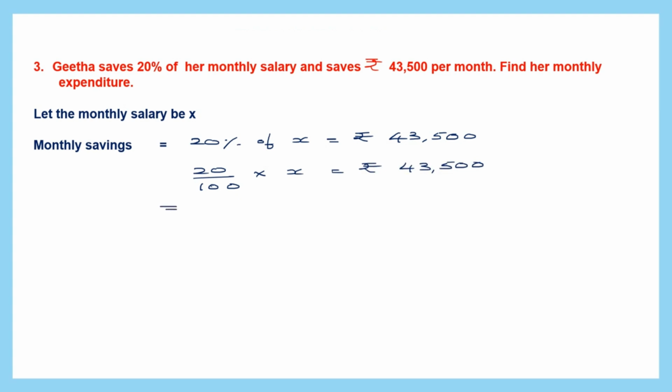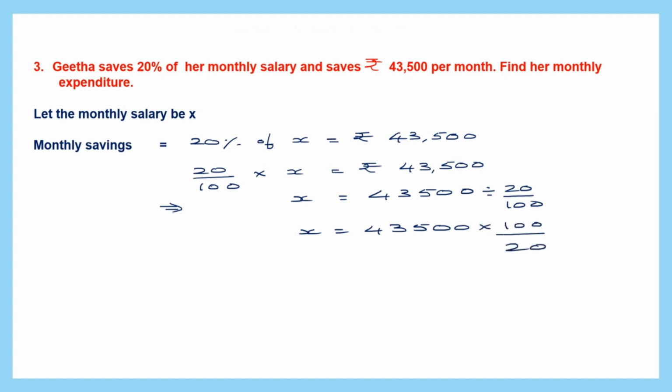So now we can find the value of X. So here we can say 43,500 as it is. We can leave it here. Now here we have 20 by 100, which we can take to the other side. So it becomes division. So divided by 20 by 100. So X is equal to 43,500 into 100 by 20.